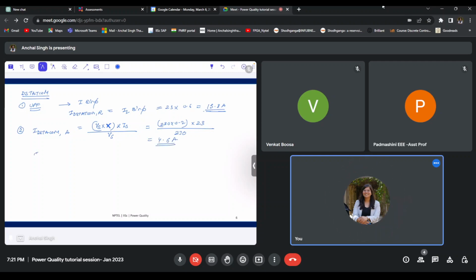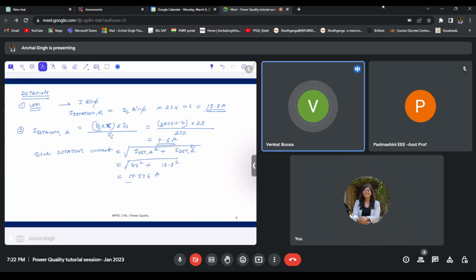Now the total D-STATCOM current will be equal to the square root of the active component square plus I D-STATCOM reactive power square. So this will be 4.6 square plus 13.8 square. This will come out to be approximately 14.546 amperes. Madam, why are you not using IL cos phi here, madam?